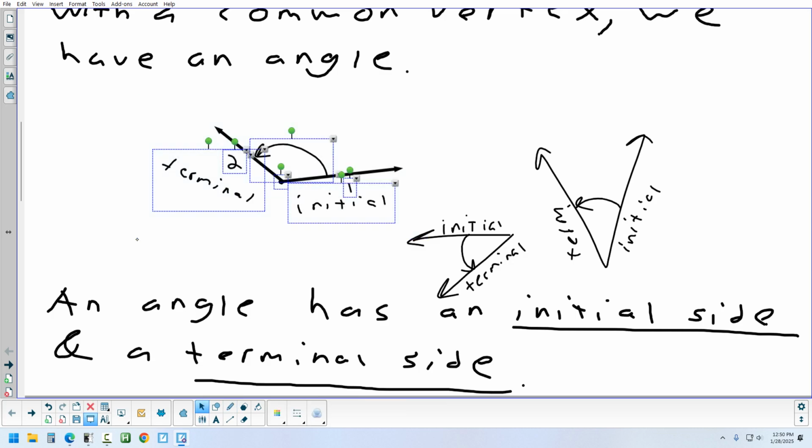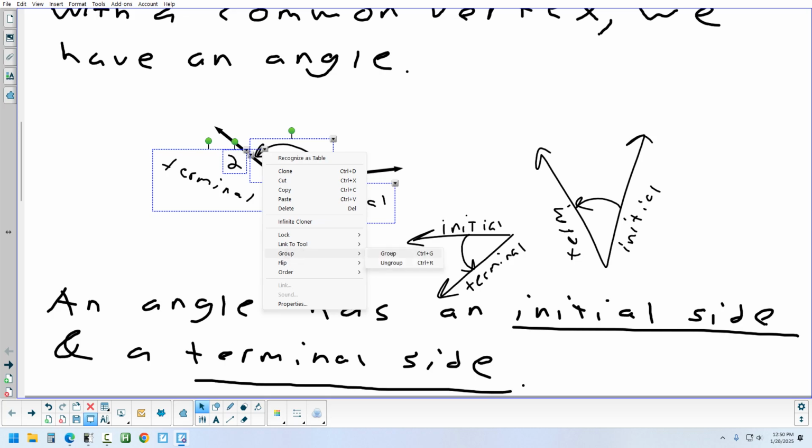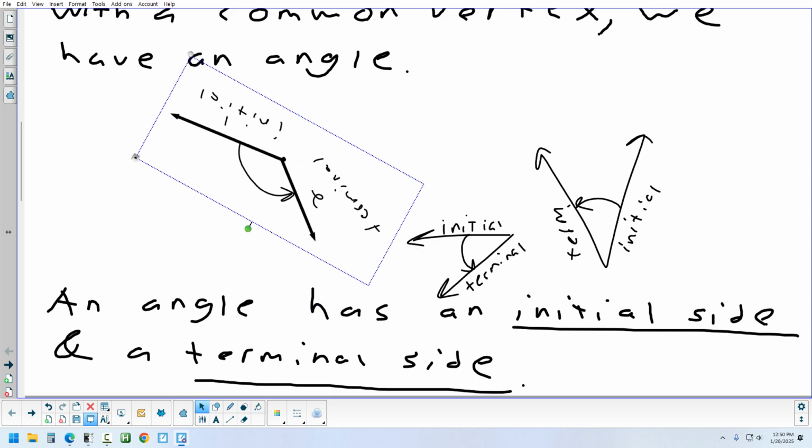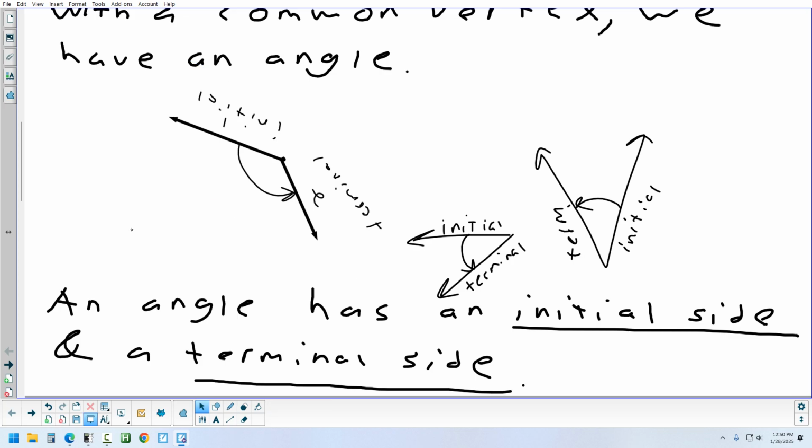And it doesn't matter if I take all this and group it and spin that whole thing, the initial and terminal sides don't change. And so it's turning counterclockwise? Yeah, it's going counterclockwise. The side pointing up and to the left is still the initial, and the one going down and to the right is still the terminal.